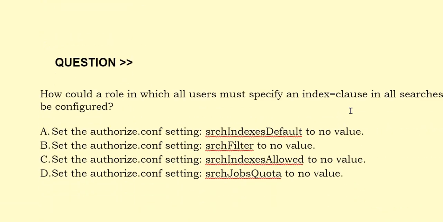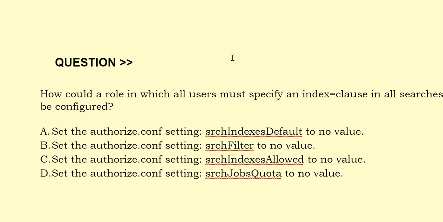The correct answer is option C. Moving towards the next question. How could a role in which all users must specify an index equal clause in all searches be configured? Option A. Set the authorize.conf setting srchIndexesDefault to no value.